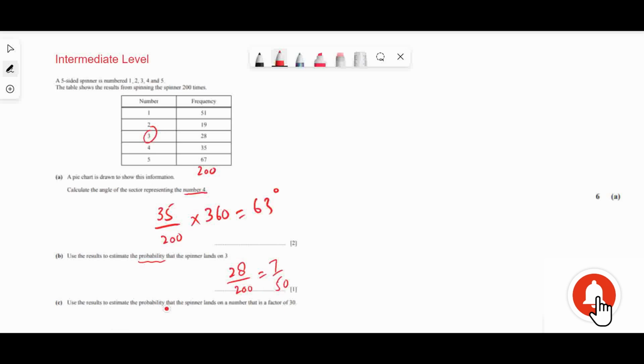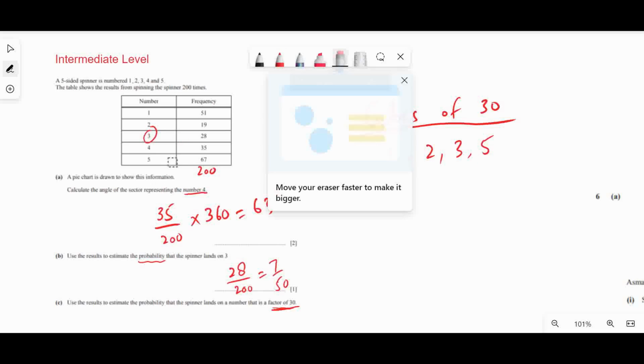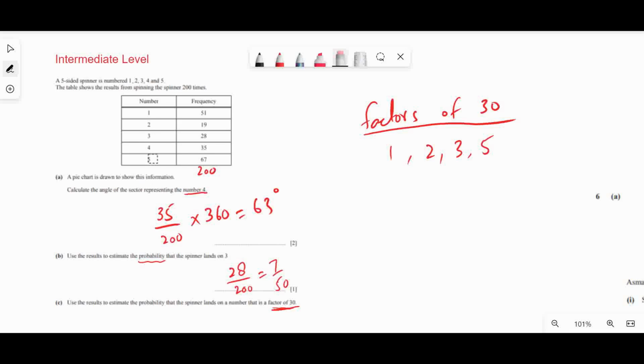Use the result to estimate the probability that the spinner lands on a number that is a factor of 30. First of all, let's see what the factors of 30 are. 1 is a factor, 2 is also a factor, 3 is also a factor, 4 is not a factor of 30, and 5 is also a factor. So we have to add all these frequencies except 4.